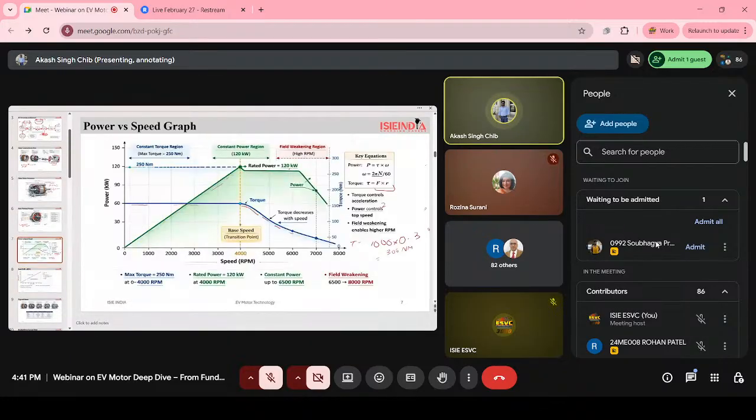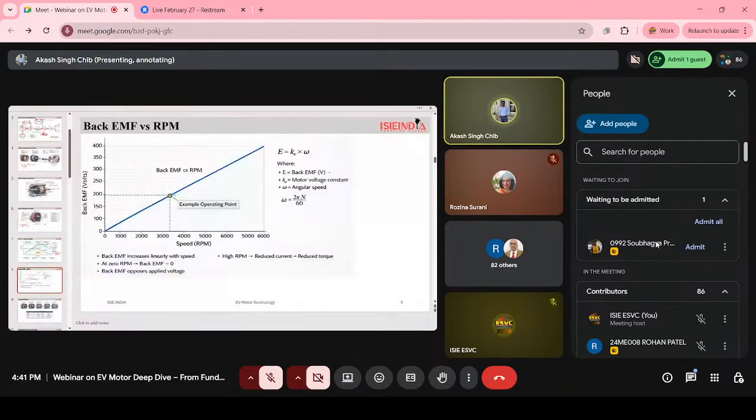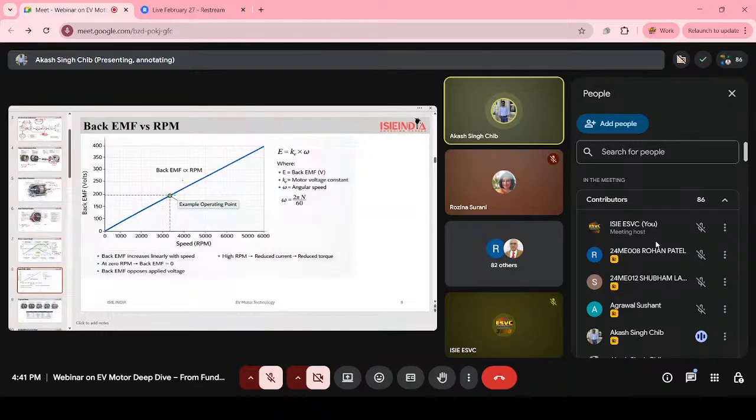As you have seen, here is the field weakening region. At this part, the motor is generating voltage inside it. Back EMF means back electromotive force. It always tries to oppose the applied voltage. At that time the motor behaves like a generator when it is rotating.